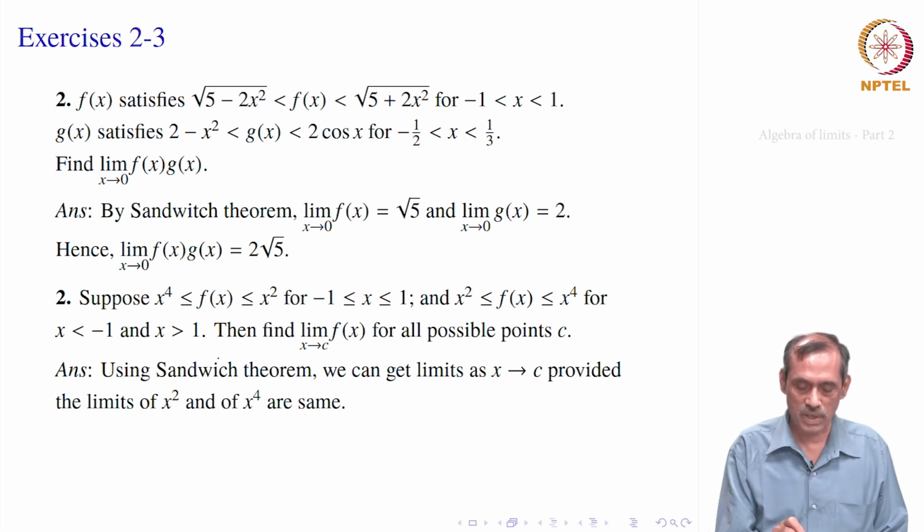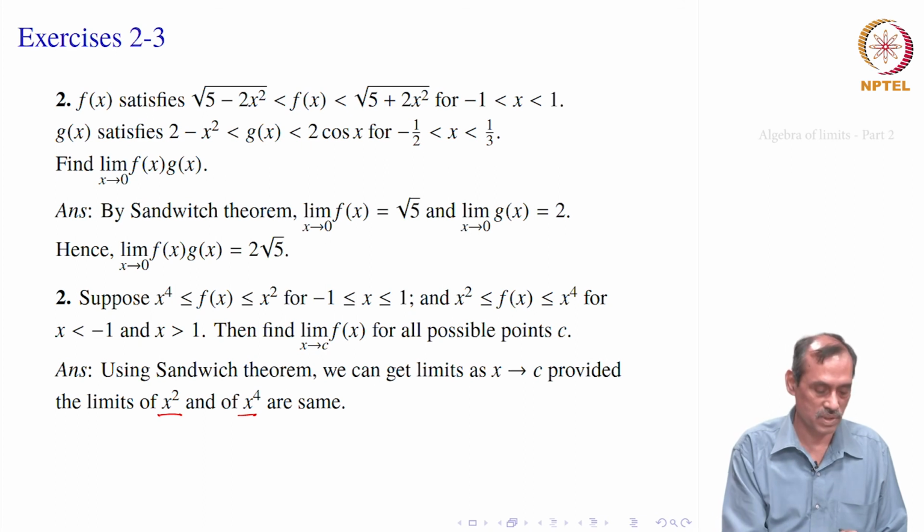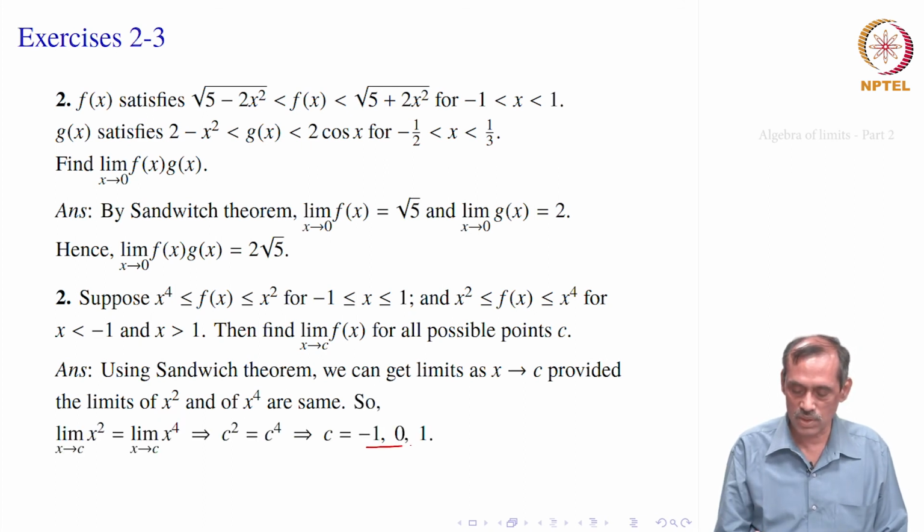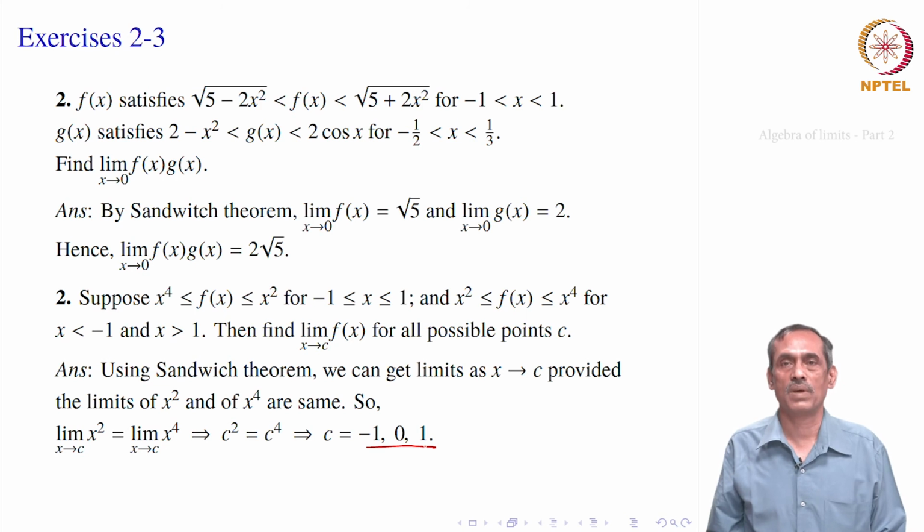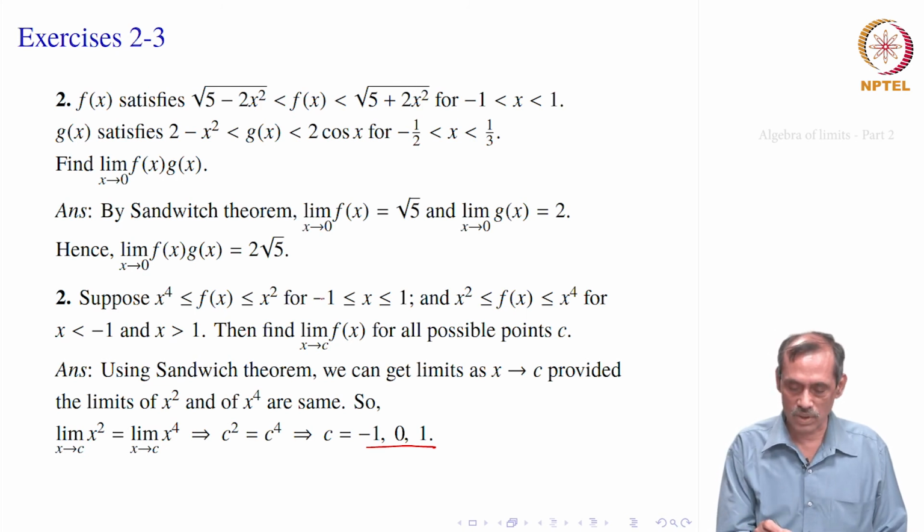If we want to use the Sandwich theorem, then in either case it is x fourth and x square, x square and x fourth; their limits should be the same, then only you can use the Sandwich theorem. When the limits of x square and x fourth are the same, that means c square must be equal to c fourth. The limit as x goes to c of x square is c square, and the limit of x fourth is c fourth. So, c square must be equal to c fourth. That gives c to be one of these points: minus 1, 0 or 1. So, only at those points, of course by inspection we are coming to that.